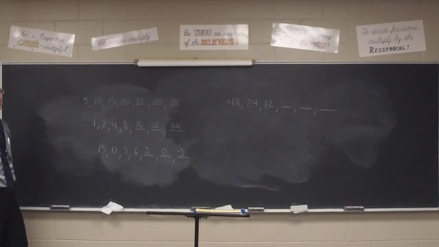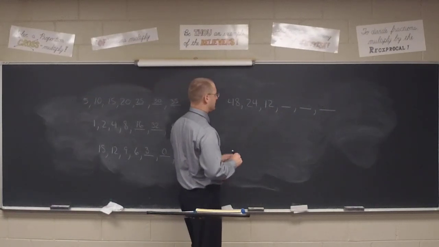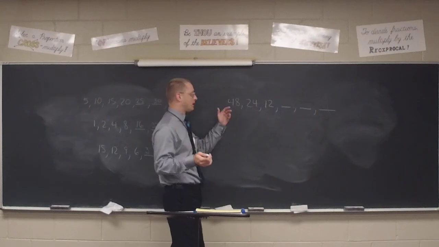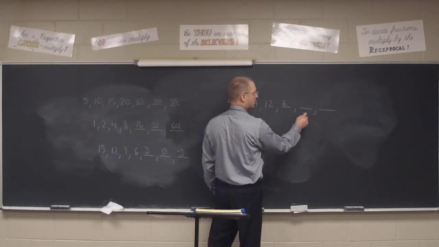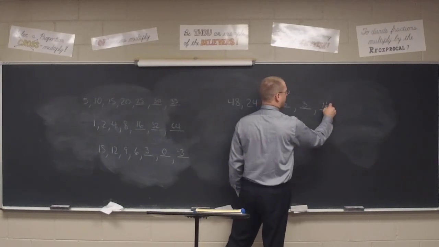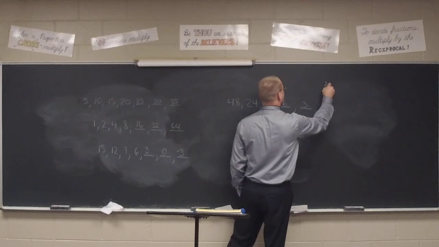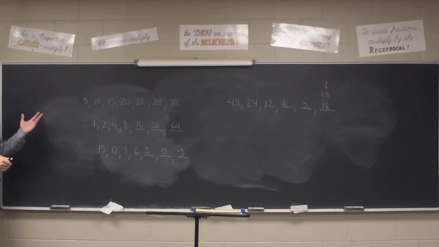All right, what about the last one? What's the pattern here, Hayden? Divide by 2. And we're cutting the number in half, is another way to think of it, right? So what are the next 3 numbers? 6, 3, 1.5. Or we could say 3 halves, as well. We see the numbers just getting cut in half, or dividing by 2, each time.